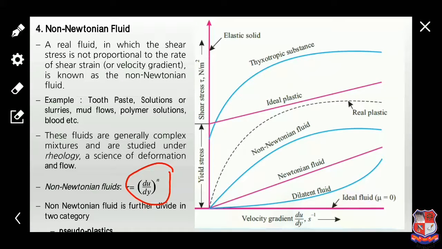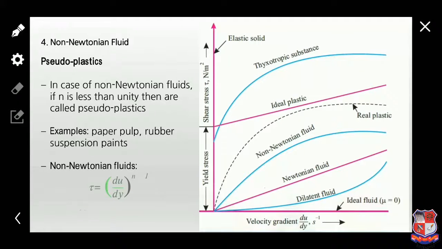n is less than 1 or greater than 1, not equal to 1. If n is equal to 1, then the fluid is a Newtonian fluid. And n is defined as the value of the slope of the line. Non-Newtonian fluid is further divided into two categories. The first is the pseudoplastic fluid, and the other is the dilatant fluid.